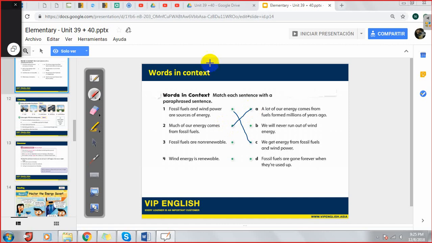Number 3. Fossil fuels are non-renewable. Synonym with we will never run out of. Oh, wait a minute. Fossil fuels are non-renewable. Match with fossil fuels are gone forever when they're used up. Okay, very good. And number 4.